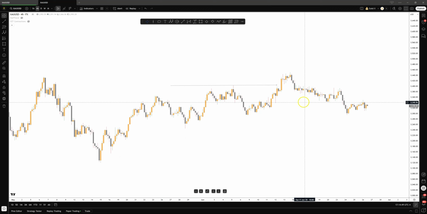So now we know about trend lines. Let us continue in how to trade all this.